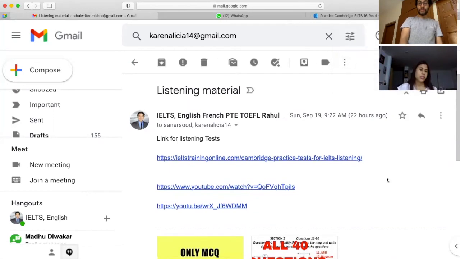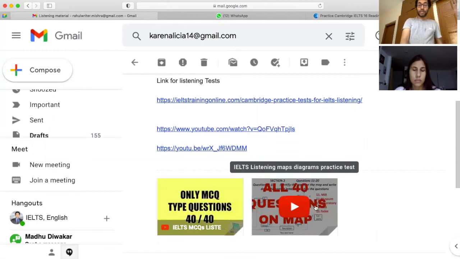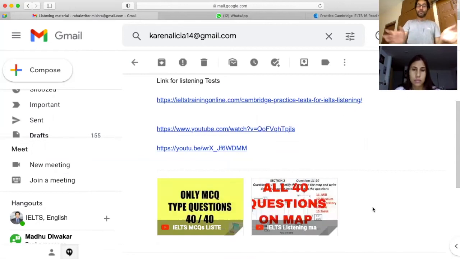Are Cambridge and British Council the same? They are not the same, but Cambridge is a standard. British Council is also a standard. But this is for practice. One Cambridge paper would not have 40 MCQ questions. In this one, there are 40 questions on MCQ, and I think this is only for 28 minutes, not even your 30 minutes. And the other one has just maps.